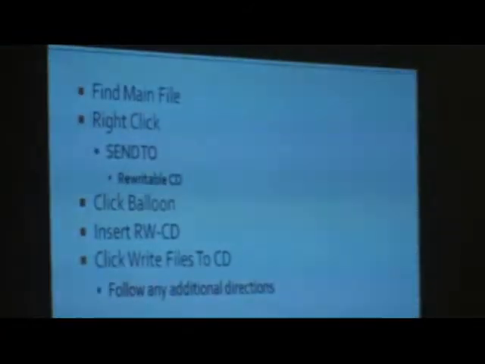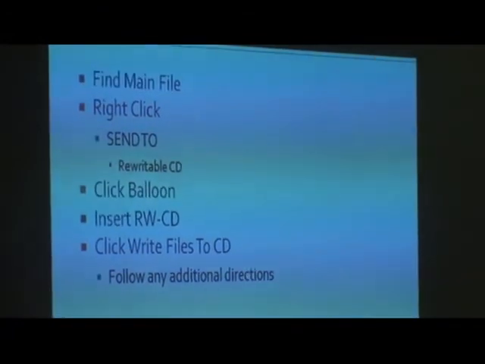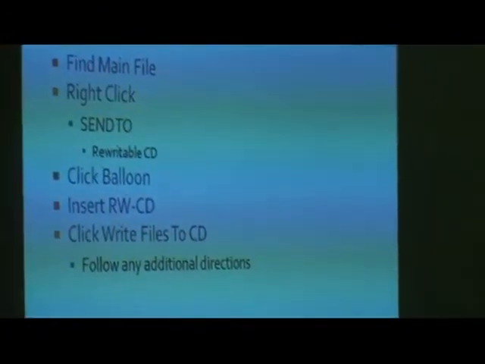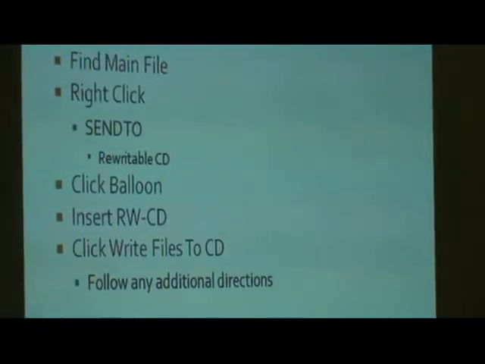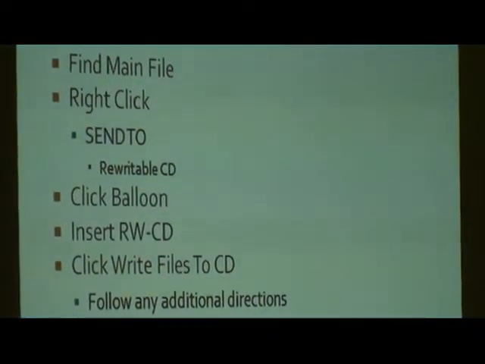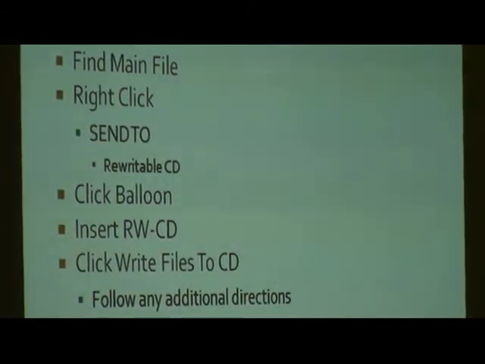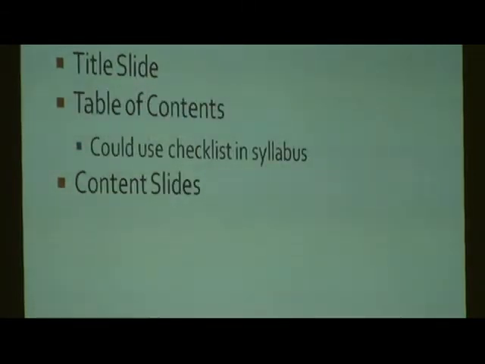So how do we copy a folder to the CD-ROM? Well, you find the main file that you want to copy, you right-click on it, and send it to the CD drive or DVD drive, whichever it would be. There's a little balloon that will pop up that says you have files ready to write to the CD drive. Click on that, click yes, or click on write to the CD, and it will write the CD. And then you just follow any other directions that might be there.